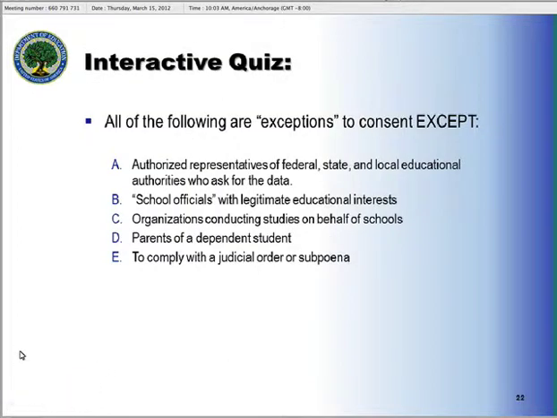Okay, so now we're going to do an interactive quiz. This is a pop quiz to test your knowledge on the exceptions to consent under FERPA. So all of the following are exceptions to consent except: A, authorized representatives of federal, state, and local educational authorities who ask for the data; B, school officials with legitimate educational interests; C, organizations conducting studies on behalf of schools; D, parents of a dependent student; or E, to comply with a judicial order or subpoena. And I'll warn you, it's kind of a trick question.